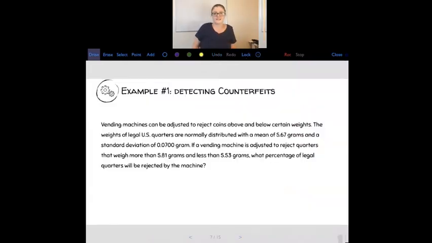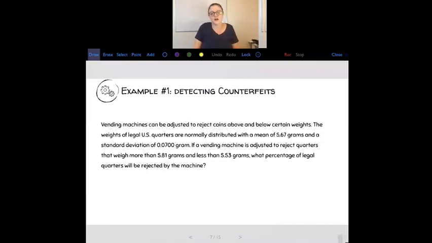Let's take a look. Detecting counterfeits. Vending machines can be adjusted to reject coins above and below certain weights. The weights of legal U.S. quarters are normally distributed. When you see normally here, think bell-shaped curve, with a mean of 5.67 grams and a standard deviation of 0.0700 grams. If a vending machine is adjusted to reject quarters that weigh more than 5.81 grams and less than 5.53 grams, what percentage of legal quarters will be rejected by the machine?